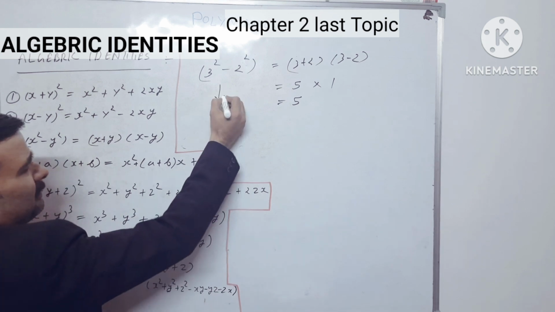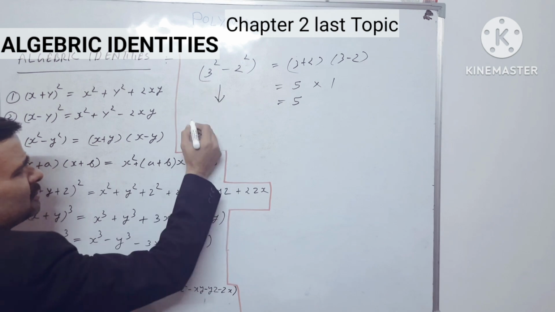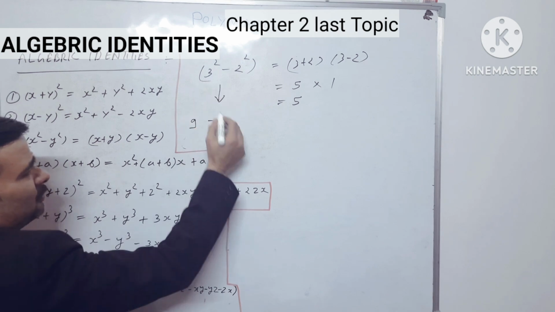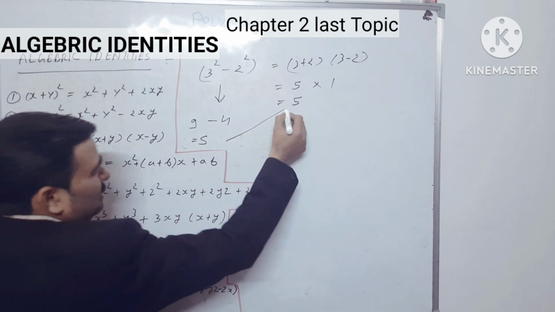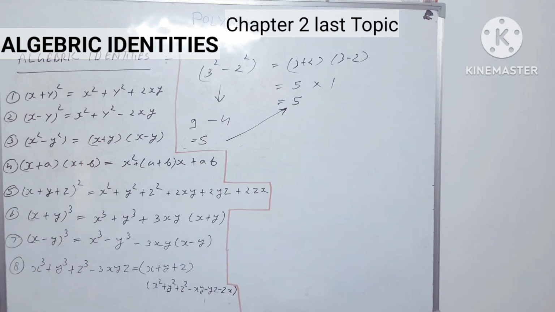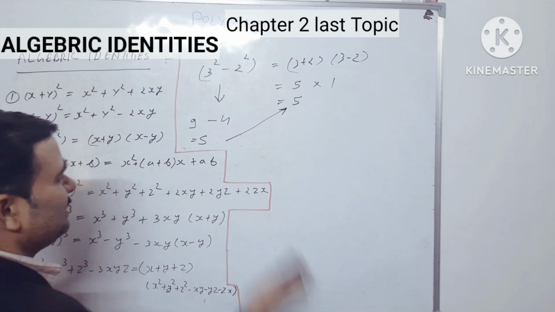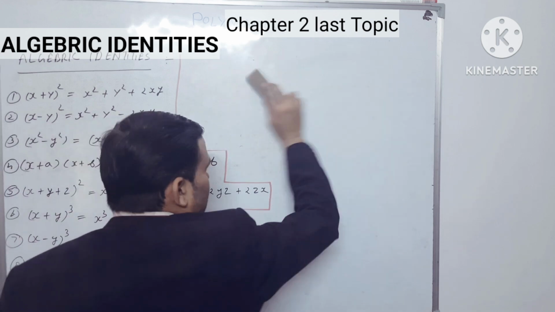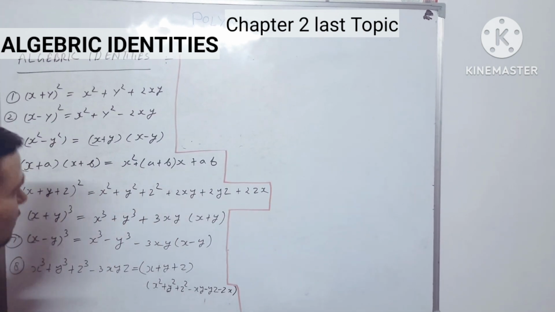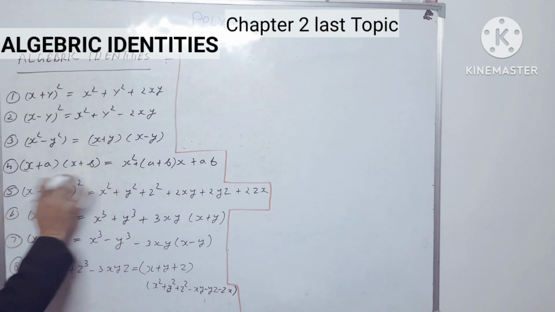Here we are using identity number 3, and with the help of this we can find this value. Now if we evaluate this, 3 square is equal to 9 and 2 square is equal to 4, and the difference is equal to 5. So this is the value. So with the help of these algebraic identities we can easily find solutions to our problems. Now focus on algebraic identity 4.